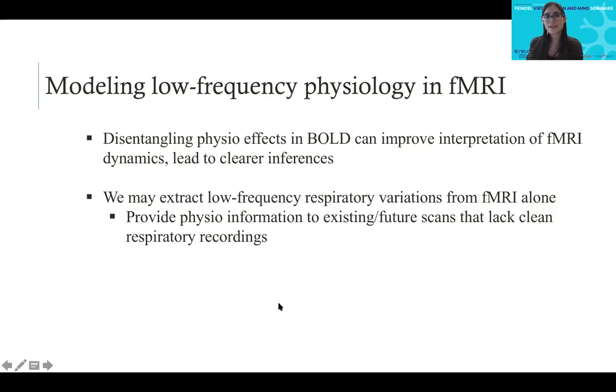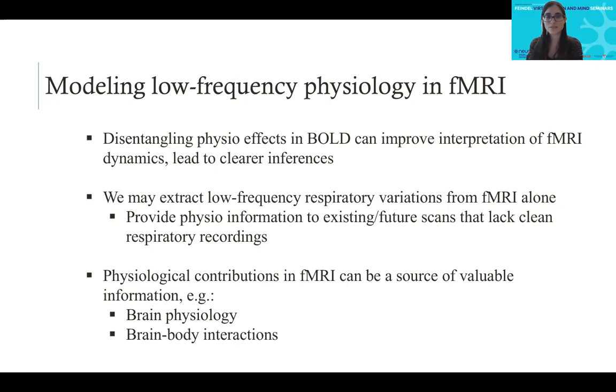It could be useful not just thinking about physiology in terms of it being a confound, but also in terms of useful things we want to study about the brain and about brain states and the brain-body interactions, since the physiology relates very closely to those things. In fact, there are very close relationships between these physiological effects and vigilance, tying back to the earlier parts of the talk. I didn't really get to go into that today, but I think that's a whole interesting topic of its own.